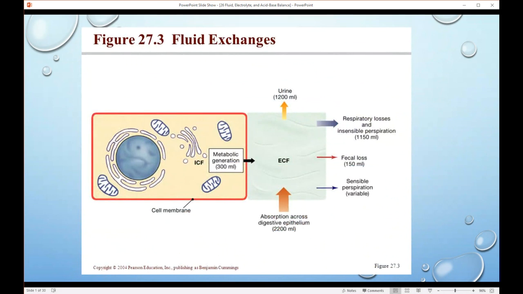So we're going to sometimes have to exchange that fluid, right? And some of that exchange of fluid is that, this is the cell membrane, this little line representing the cell membrane, right? Within the cell, we can make metabolic generation of water, about 300 milliliters. That's going to be absorbed into the extracellular fluid. And then from the extracellular fluid, we're going to lose some through urine, respiratory losses, fecal loss, when we sweat, that kind of idea. But then we also have more coming in through our digestive epithelium. Okay.